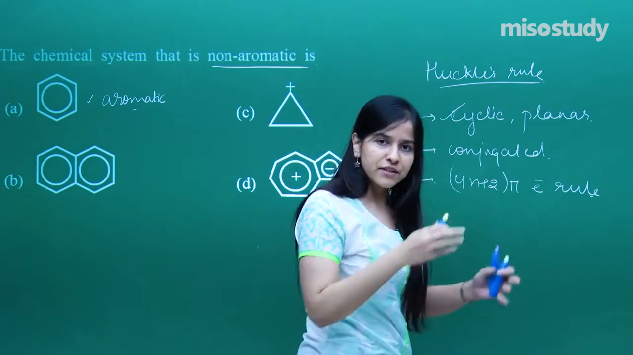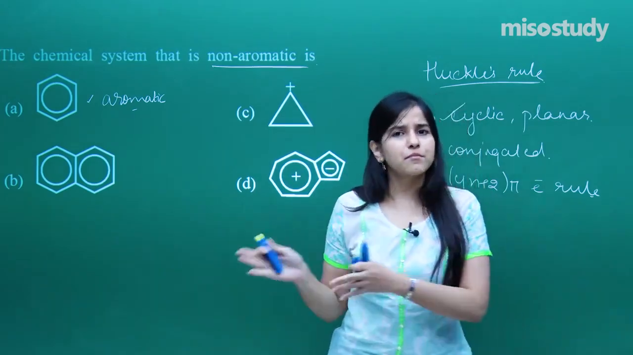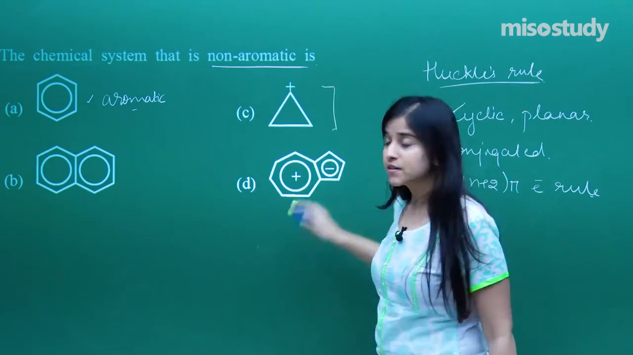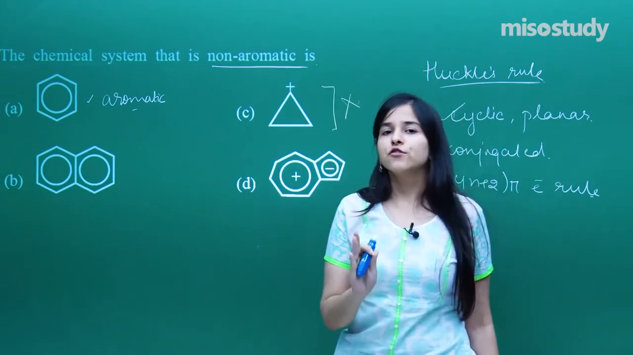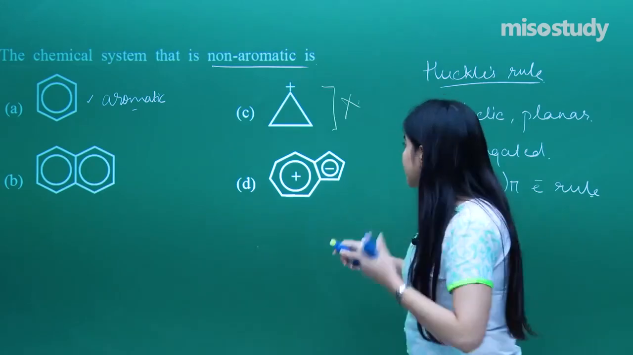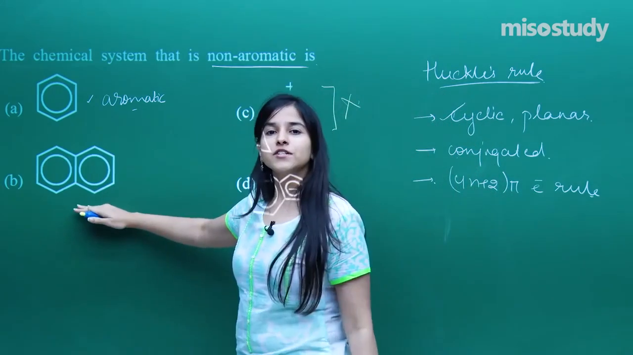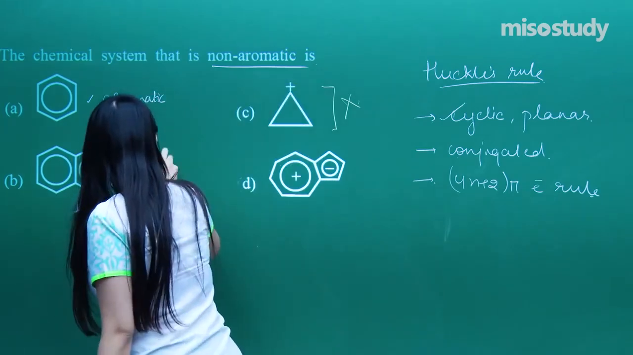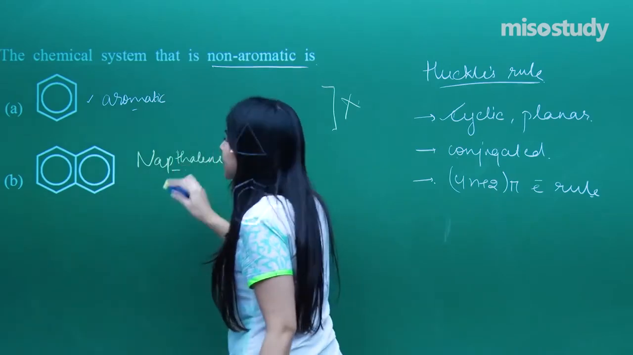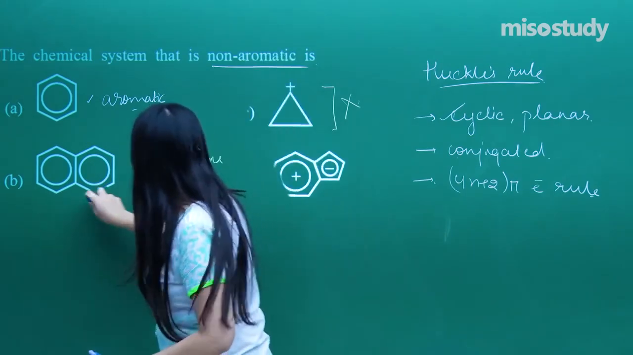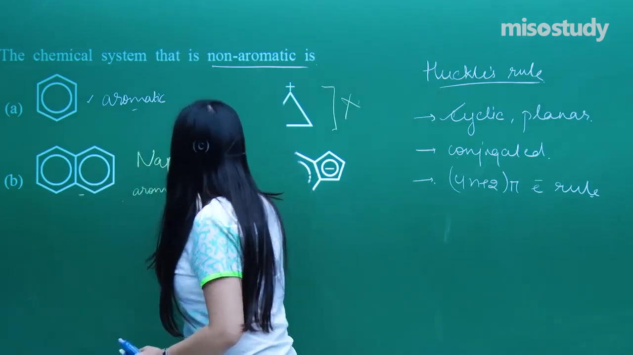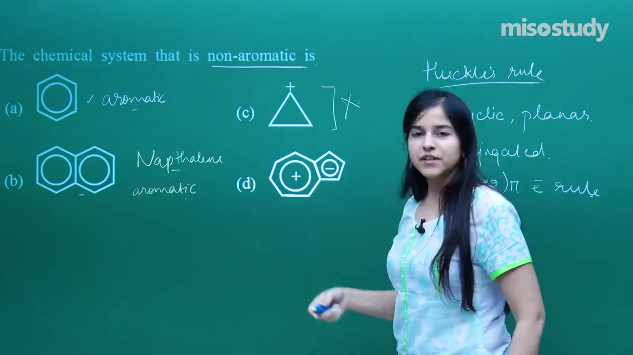Is it conjugated, having double single double, or double single pi, or double single lone pair, any sort of that kind of condition here? Not at all. That means it is not fulfilling Huckel's rule. Also, this is non-planar. Now, what do I have next? This is again naphthalene, and we all know naphthalene is aromatic.